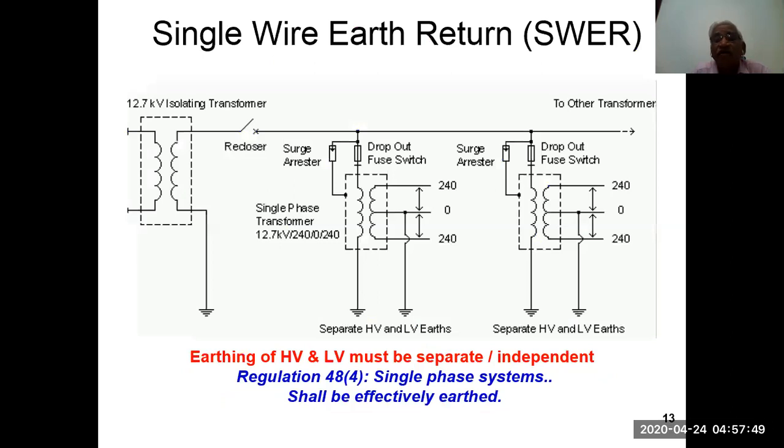Single wire earth return, whatever I have shown, but here you can see one incoming and two outgoings have been shown. Also in this, what is clearly shown is that earthing of HV and LV must be separate and independent. This comes under regulation 48.4.